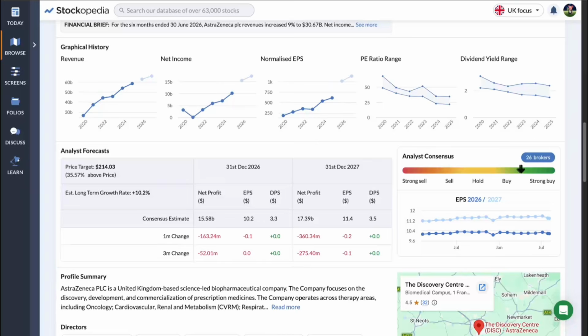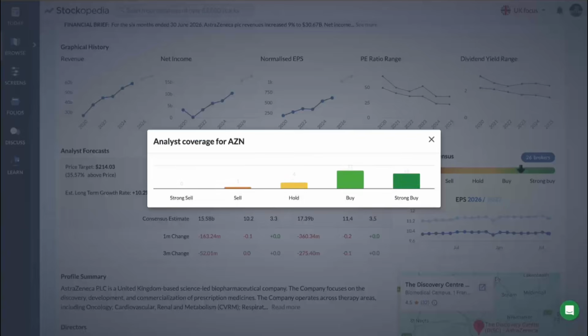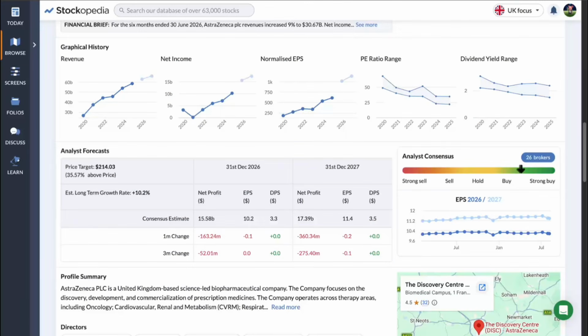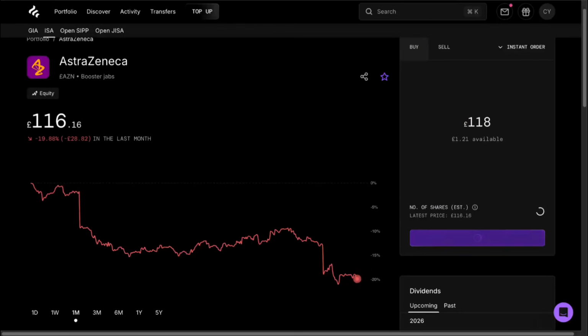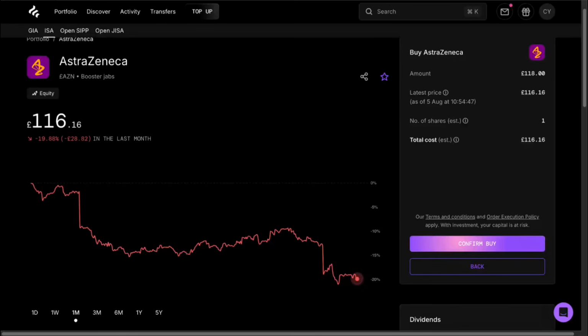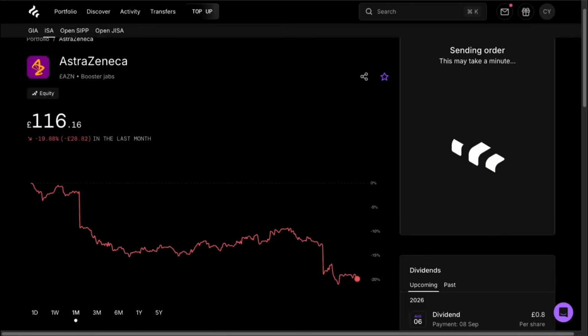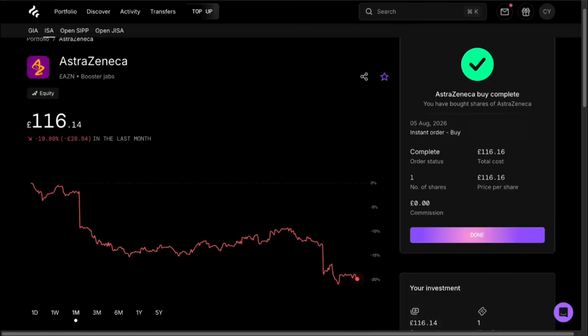And as we can see, the analyst consensus is that it's between a buy and a strong buy, with there being 1 sell, 4 holds, 12 buys and 10 strong buys, with an overall price target 35.5% above the current price. I'm going to be adding 1 share of AstraZeneca to the portfolio for an amount of £116.16. By adding this to my portfolio, it's going to give it another element of diversification.